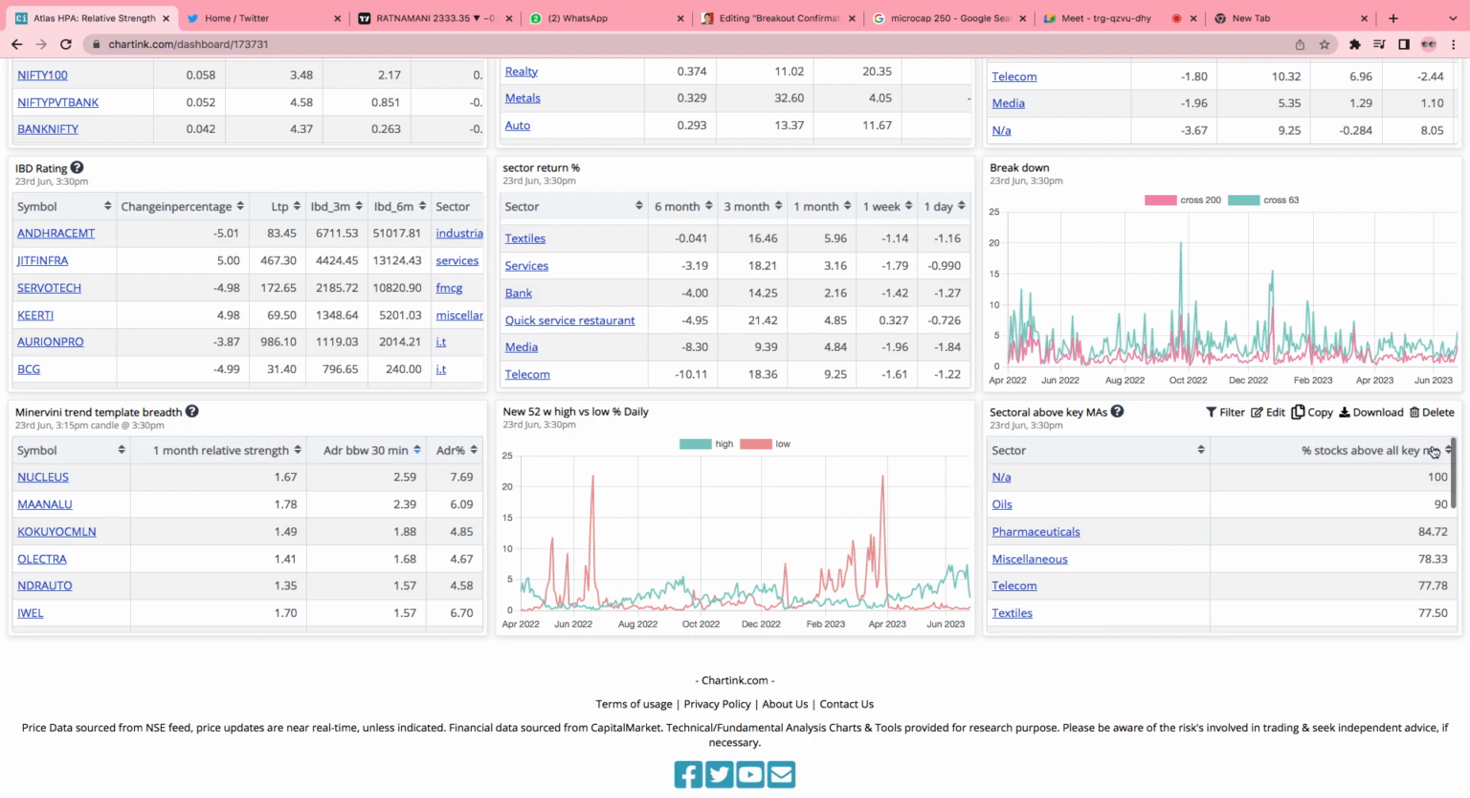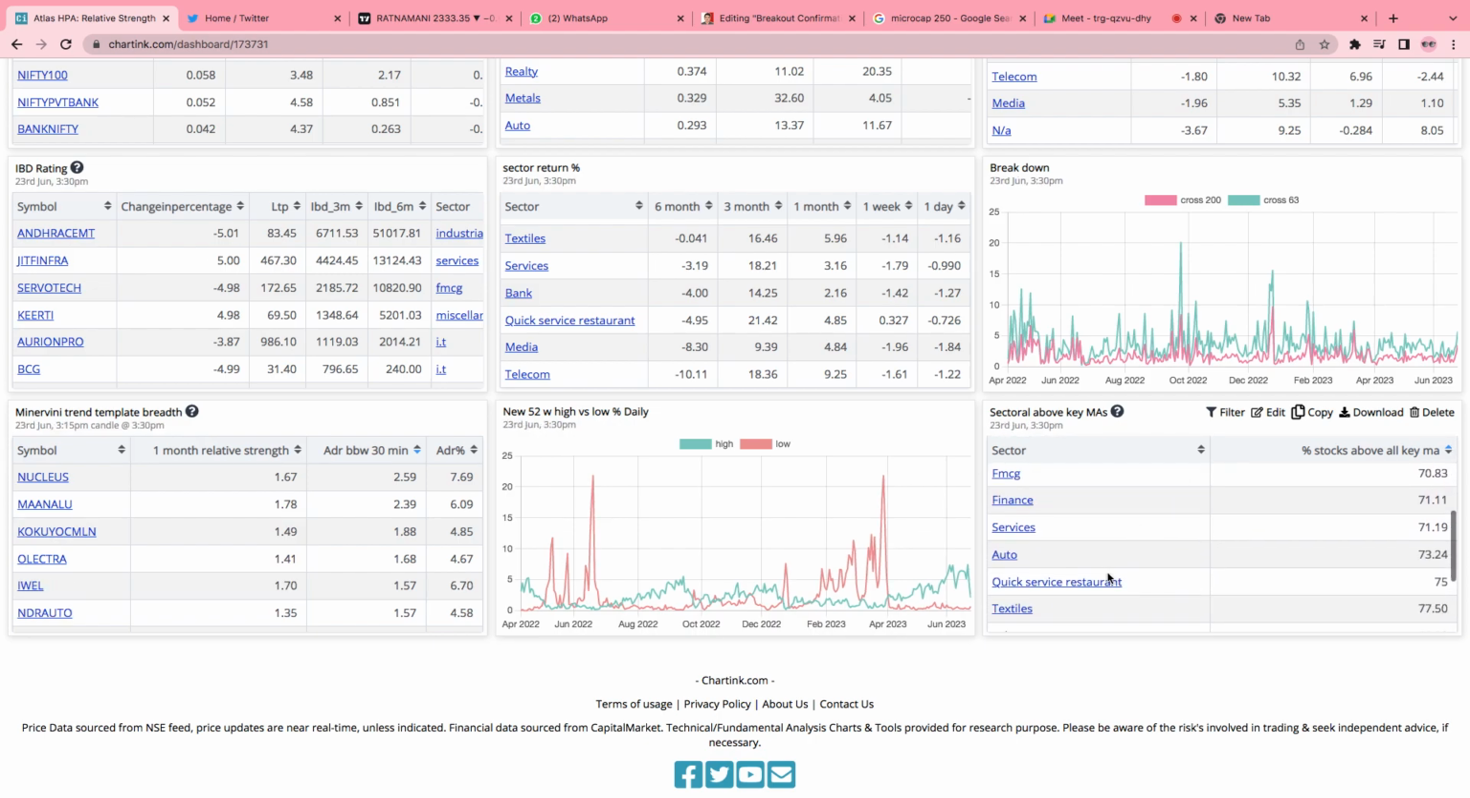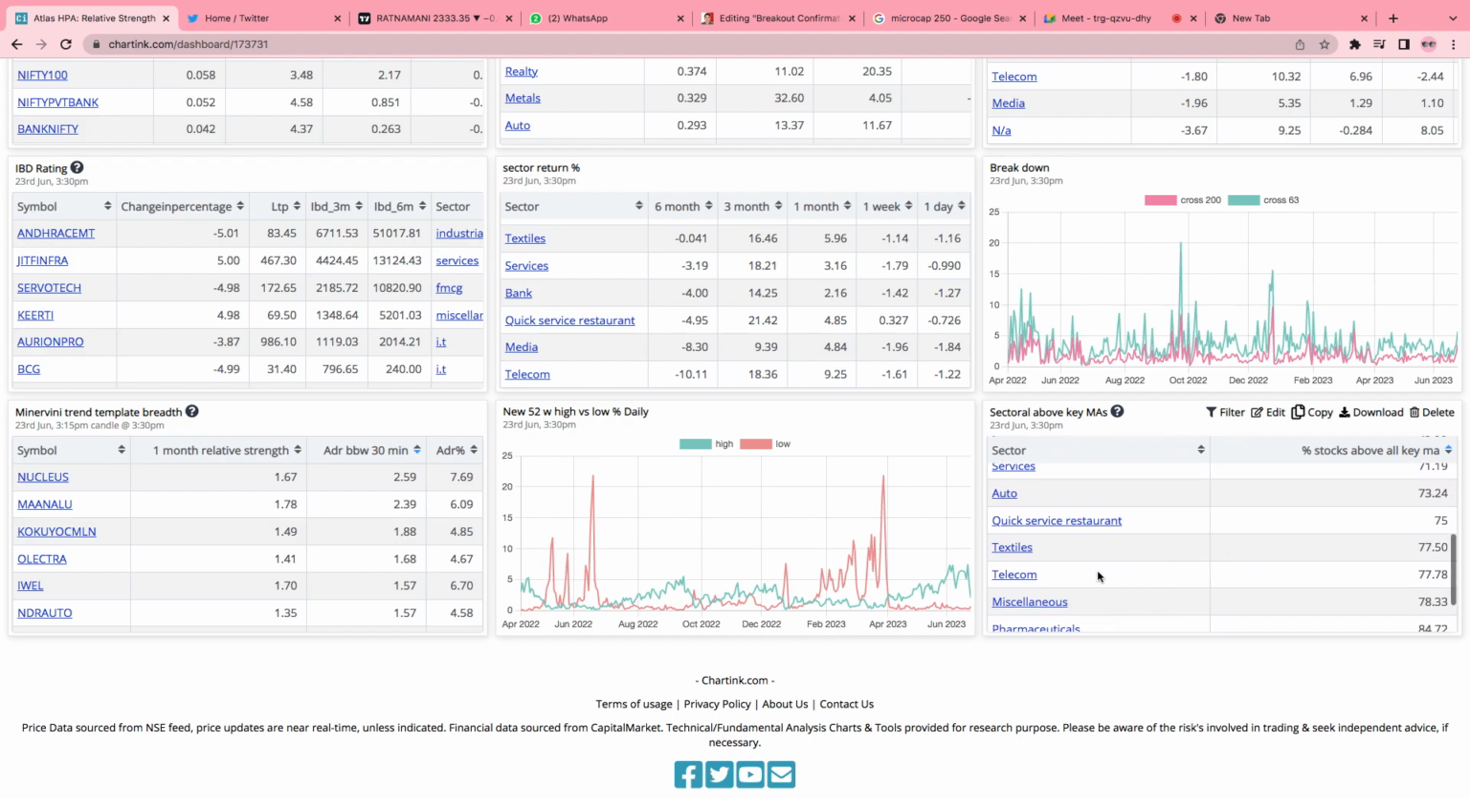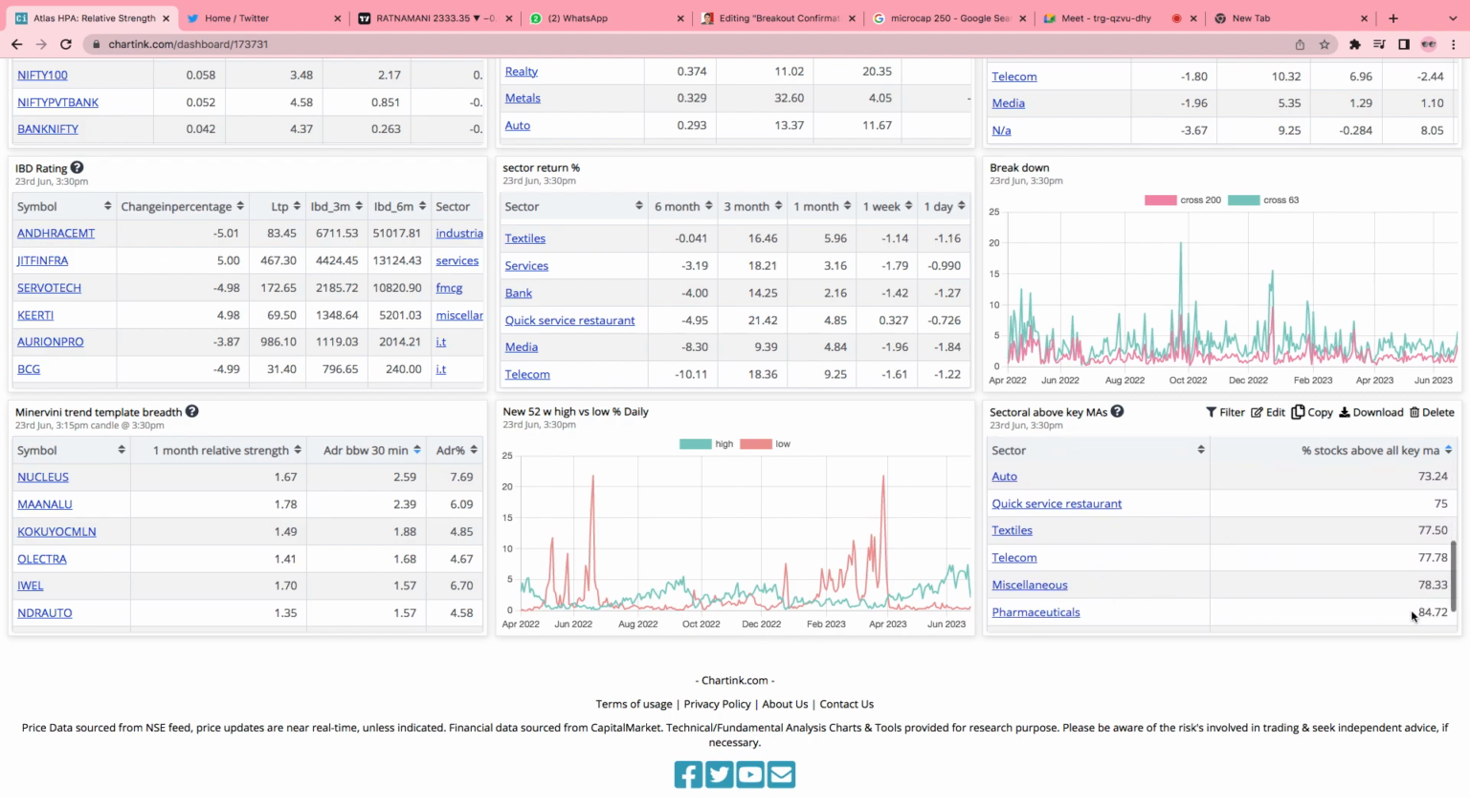And the last one I have here is coded for the percentage of stocks which are above all key moving averages, which is 20, 50, and 200. You can see that banks have the lowest number of stocks, 50%, which are above all key averages, whereas 55% of indices are above all key averages. Industrials, IT, metal, auto, QSR, textile, telecom, pharma. Pharma has one of the highest numbers of stocks above all key averages. So this is also another way to look at strong sectors.